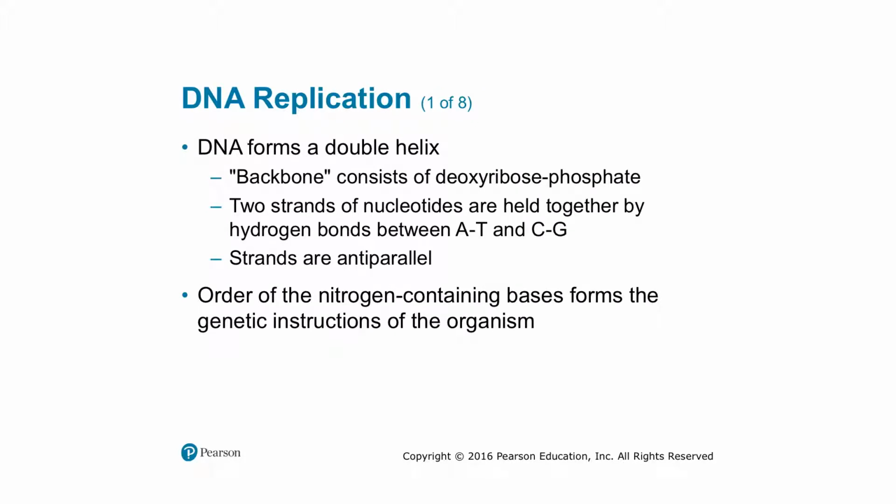So DNA replication is where DNA forms a double helix. Okay, this is the backbone that's going to consist of deoxyribose phosphate. Two strands of nucleotides are held together by hydrogen bonds between the A's and the T's and the C's and the G's. And these strands are what we call anti-parallel. And so the order of nitrogen-containing bases forms the genetic instructions of the organism.